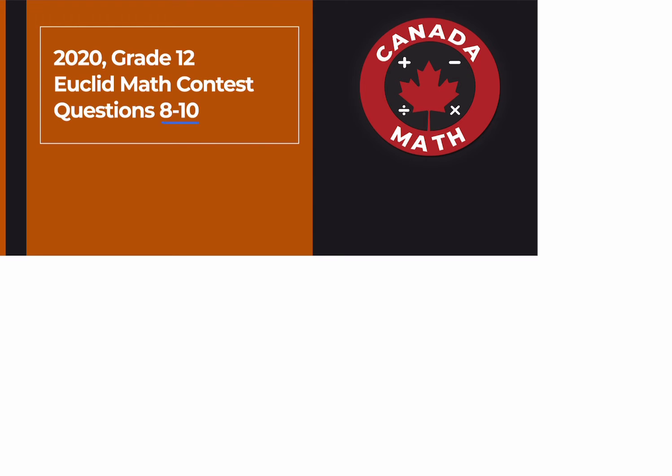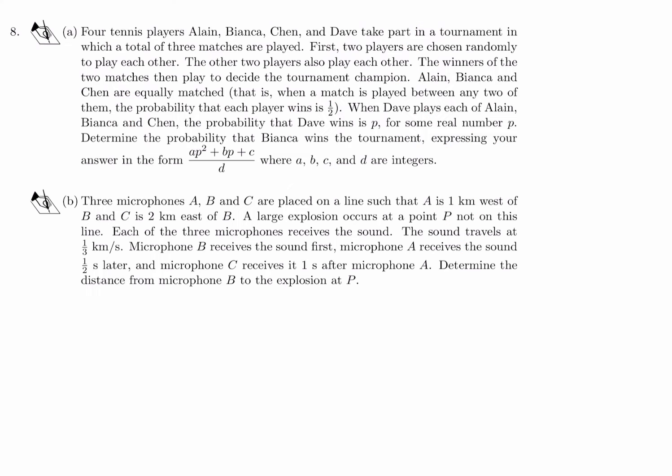Questions 8 through 10 on the 2020 Grade 12 Euclid Math Contest. 4 tennis players, Elaine, Bianca, Chen, and Dave, take part in a tournament in which a total of 3 matches are played. First 2 players are chosen randomly to play each other. The other 2 players also play each other. The winners of the 2 matches then play to decide the tournament champion.